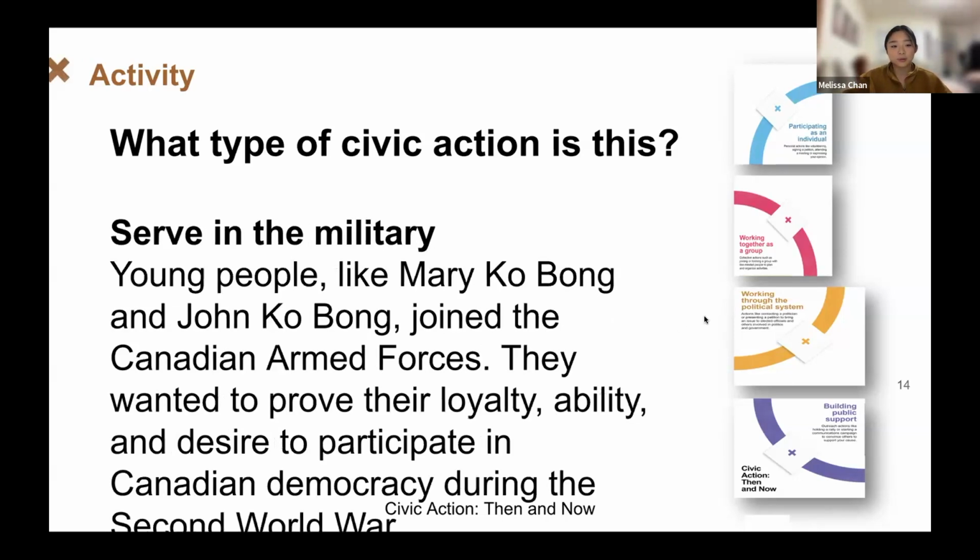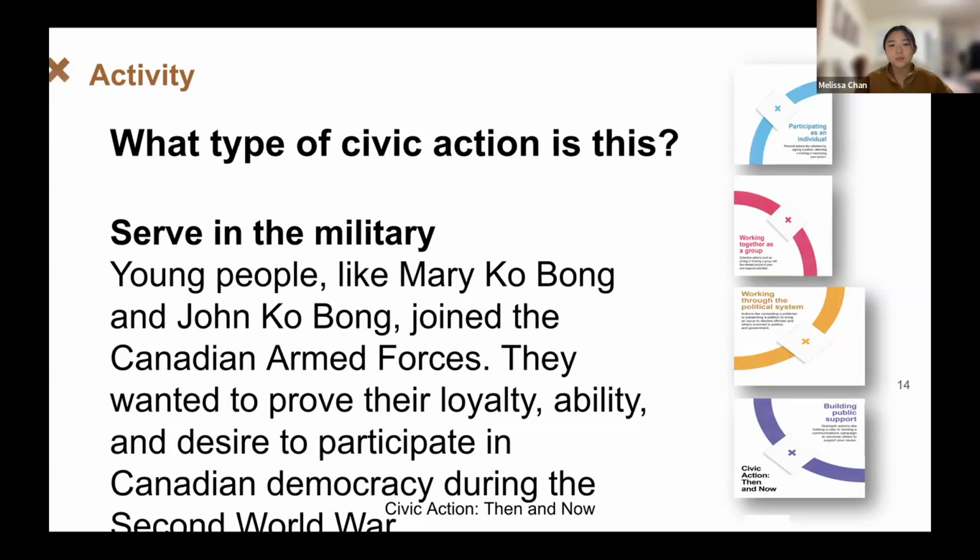Okay, let's do another example. In light of Remembrance Day that we've just observed yesterday, anyone want to read this card for us? Sure, I'll read it. Thank you. Serve in the military. Young people like Mary Kobong and John Kobong joined the Canadian Armed Forces. They wanted to prove their loyalty, ability, and desire to participate in Canadian democracy during the Second World War.